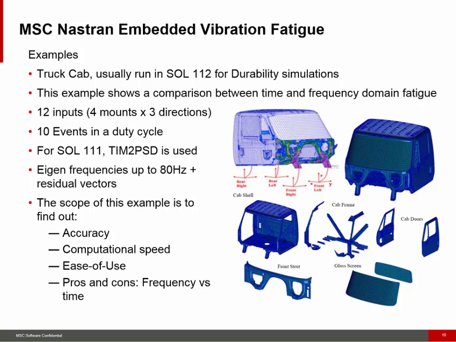Here's another example that also demonstrates the conversion from time to frequency domain, and it's a truck cab, which is normally run in solution 112, so modal transient response, where you have 12 input signals consisting of 4 mounting points of the cab to the frame, and then 3 directions in each one of those mounting points. The whole duty cycle consists of 10 different events, and the time histories are transformed to PSD using the time to PSD utility. We solve eigenmodes up to 80 Hz, which in this case is around 60 modes, and then we add residual vectors to the loading points to increase the accuracy of the modal solution. That is also the case for the modal transient analysis. And then we want to compare the accuracy of the results, some of the computational speeds, and the ease of use of the 2 different methods.